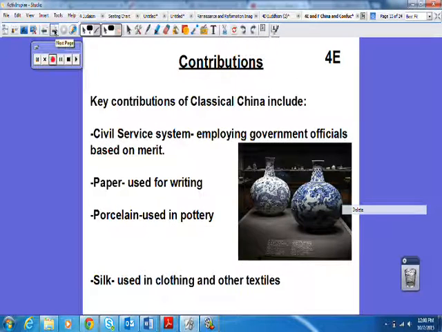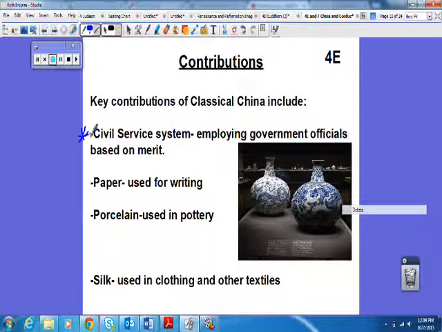So the key contributions of the Qin and of classical China: a civil service system. This is big. A civil service system means that the government employs their officials based on merit. So you have to take a test, a written exam of some sort, and then they will place you where they think you're the best. So it's not just whoever's family is the most powerful gets to be the government now. Now anyone can be in the government as long as you are qualified. Sounds like a good idea, right?